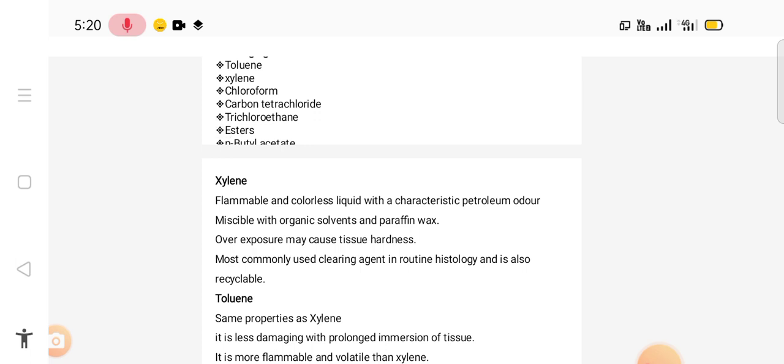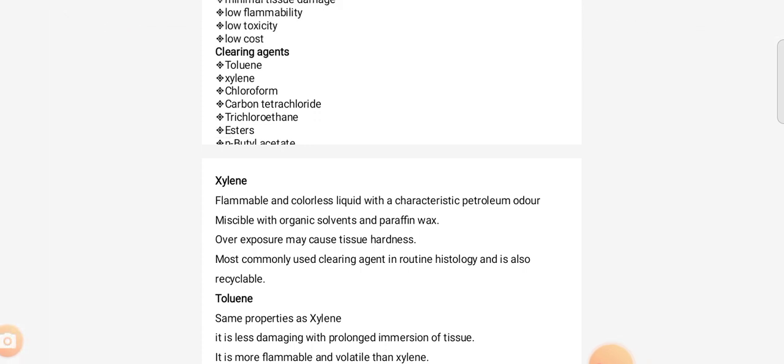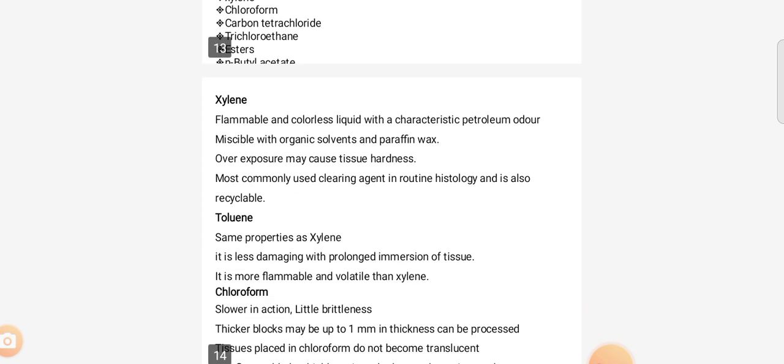Xylene is a flammable, colorless liquid with a characteristic petroleum odor, miscible with organic solvents and paraffin wax. Overexposure may cause tissue hardness. It is the most commonly used clearing agent in routine histology. It is a recyclable process.